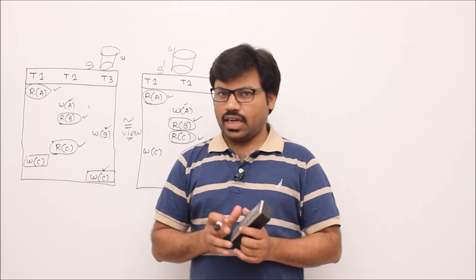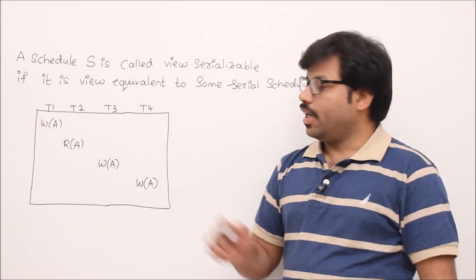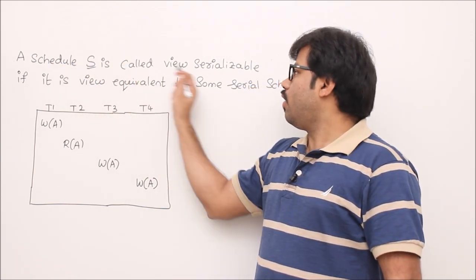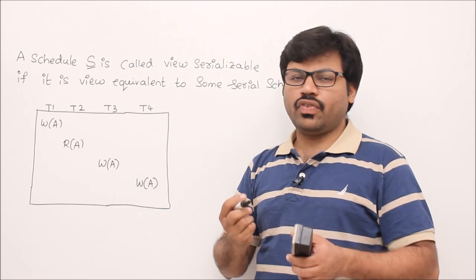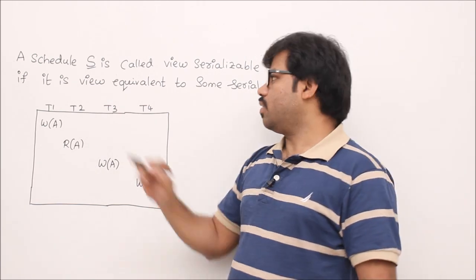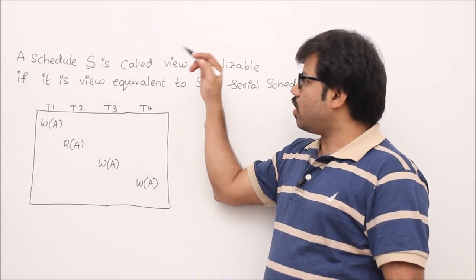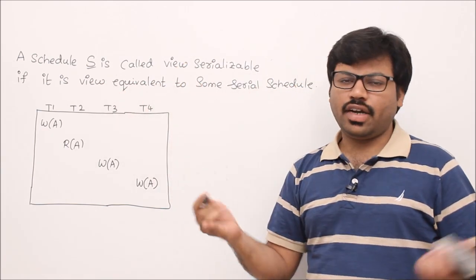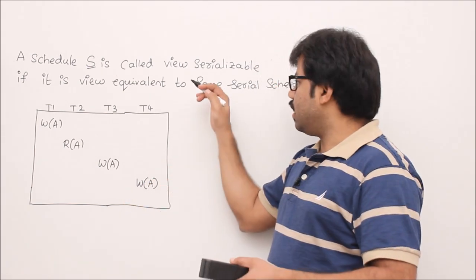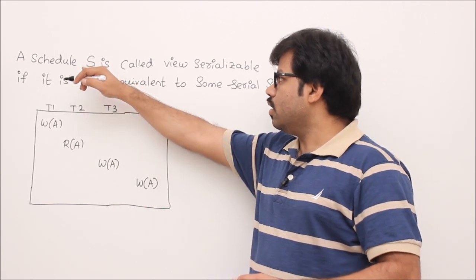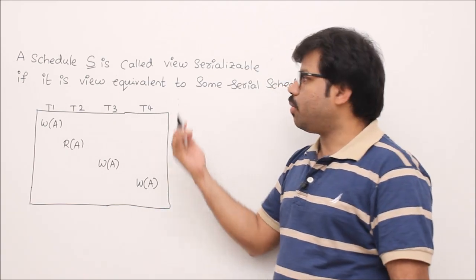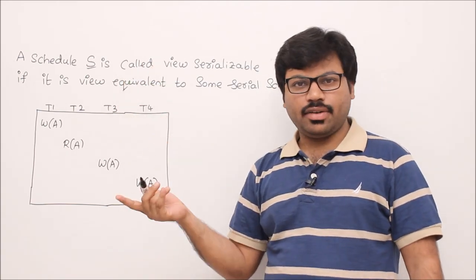Now we will see what is view serializability. In view serializability, we are going to use view equivalence. A schedule S is called view serializable, which intuitively means a good schedule, if it is view equivalent to some serial schedule. According to the view definition, a schedule is called good if it is view equivalent to some serial schedule. Whenever it is view equivalent to some serial schedule, then automatically I can say that the serial schedule's result and this so-called view serializable schedule's result are the same on the database. That's why it is good. That is the way we can prove that a schedule is view serializable, then it is good.